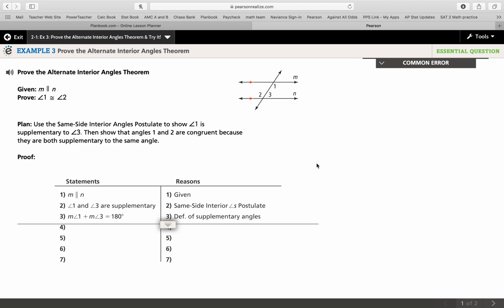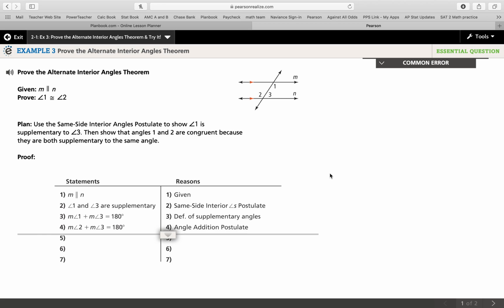Notice that I put a little m here for measurement. Again, when we're talking about adding angles together numerically, you need to put the m for measurement in front, because we're talking about the actual measurement of an angle. So the measure of angle 2 plus the measure of angle 3 is also 180 degrees.